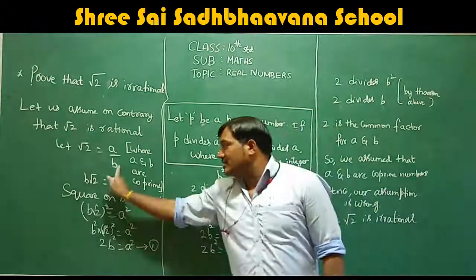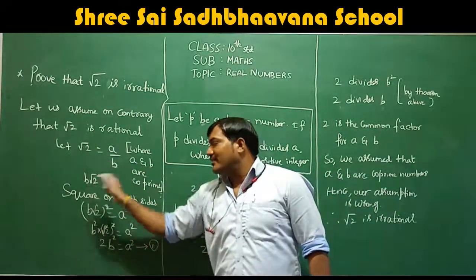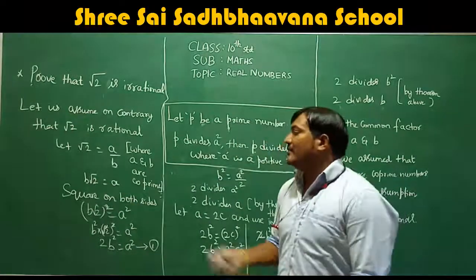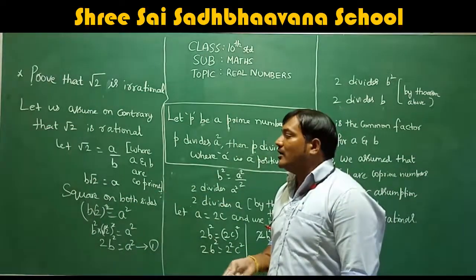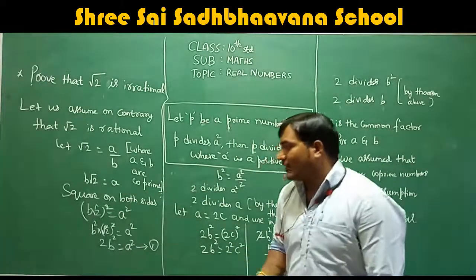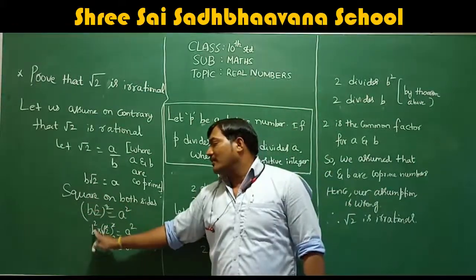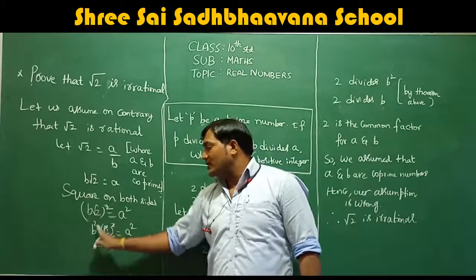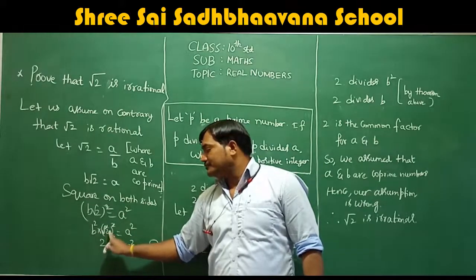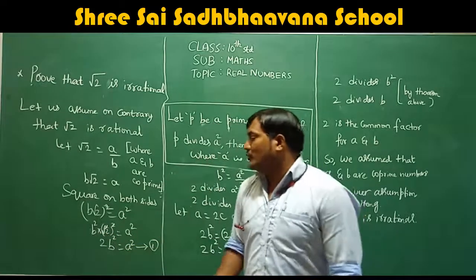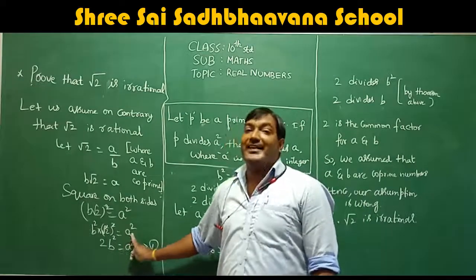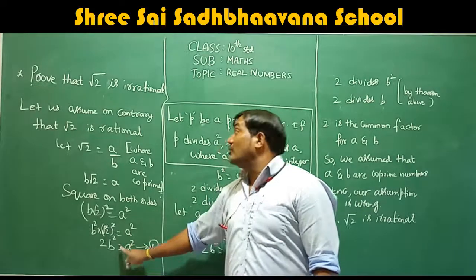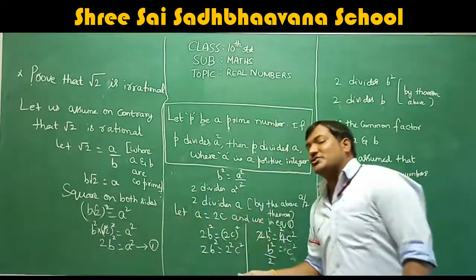So what I did, I just sent this b that side, it became b root 2 is equal to a. Squared on both the sides, we got b root 2 whole square is equal to a square. Take this 2 inside, it becomes b square into root 2 square, which is equal to a square. So b square, root 2 square is 2, so 2b square is equal to a square. We take this as equation 1.